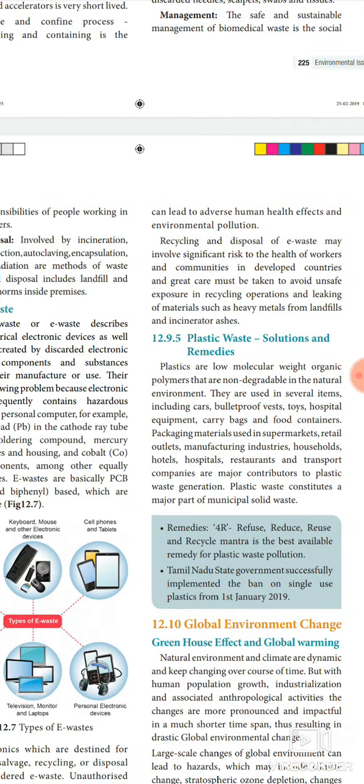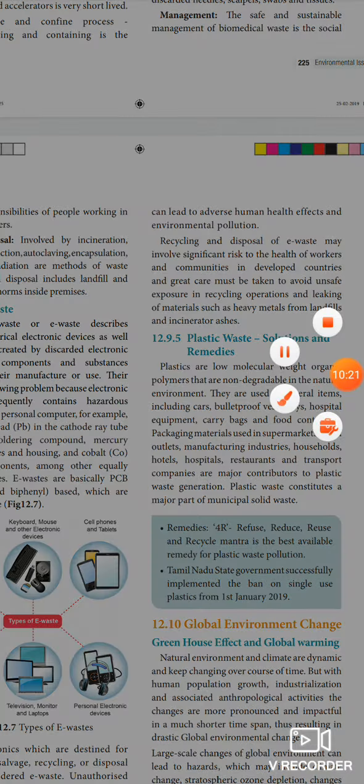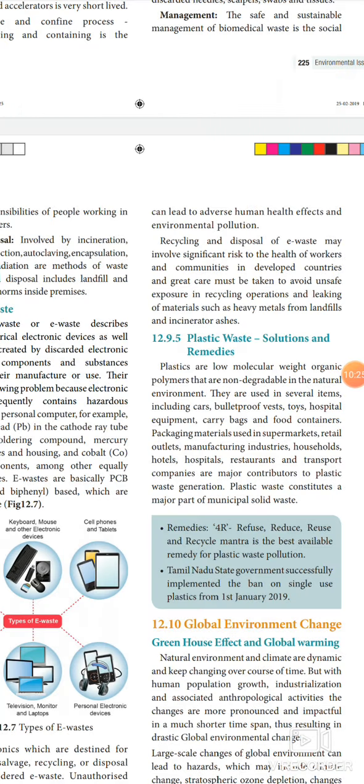It leads to adverse human health effects and environmental pollution. Recycling and disposal of this e-waste may involve significant risk to the health of workers and communities in developing countries, and great care must be taken to avoid unsafe exposure in recycling operations and leaking of materials such as heavy metals from the landfills.